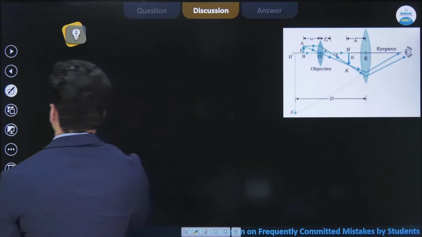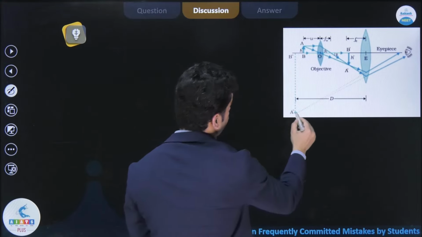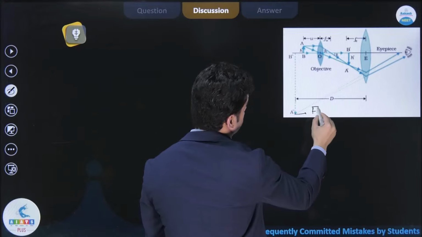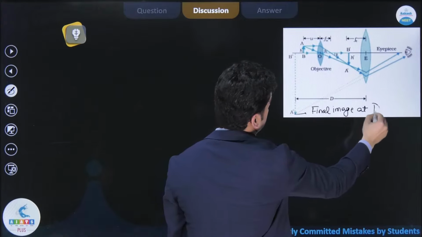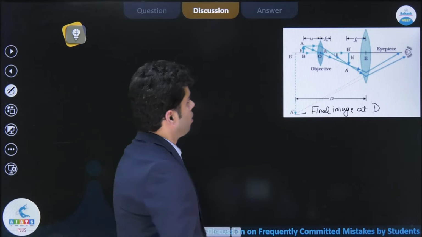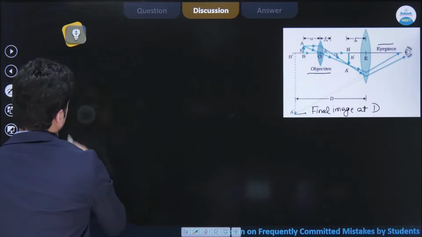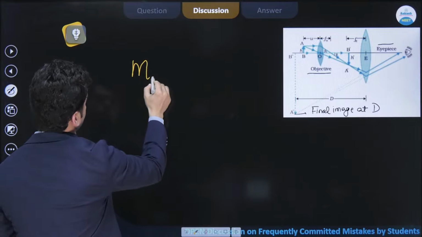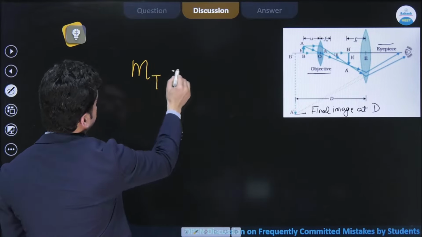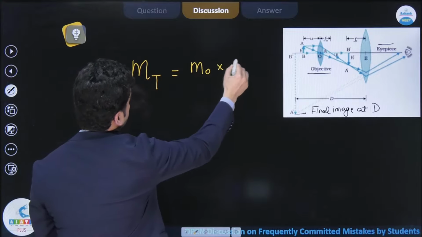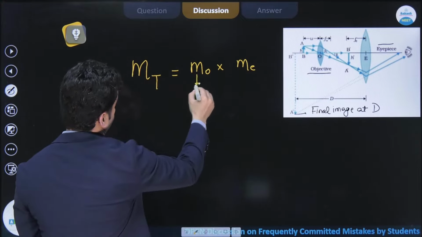So ये रहा कुछ, मैं आपके सामने एक रे डायग्राम दिखा रहा हूँ बेटा. ये माइक्रोस्कोप का रे डायग्राम है, कंपाउंड माइक्रोस्कोप का, for final image formed at, this is your final image and this is being formed at D. ठीक है. This is your objective, this is your eyepiece, right? And you need to find out the magnification. So I can write that the magnification produced by the microscope, total magnification I'll write MT, is equal to MO into ME. Right? What is MO? MO is MO.